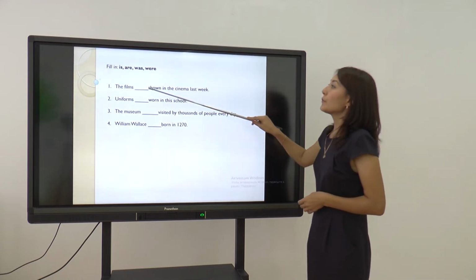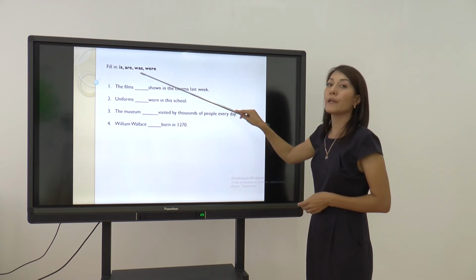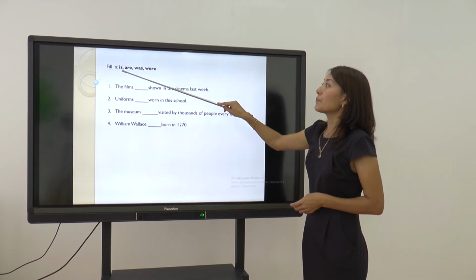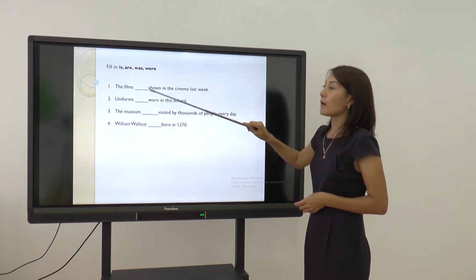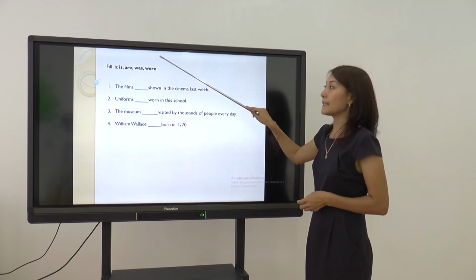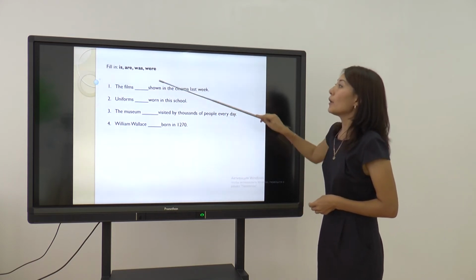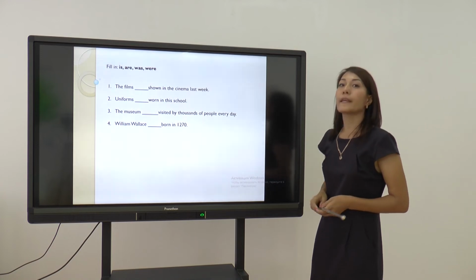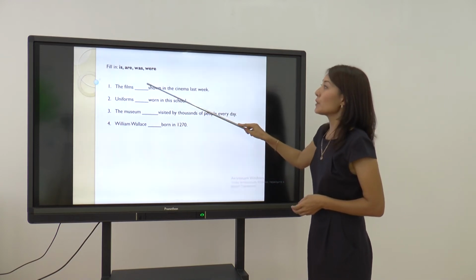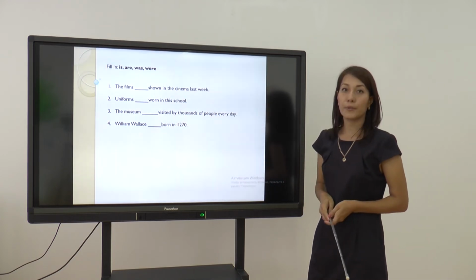Now we should fill the gaps with the verb to be. In the present, is, are, or in the past, was, were. Now please read the sentences carefully and decide which one should be used here. Okay?